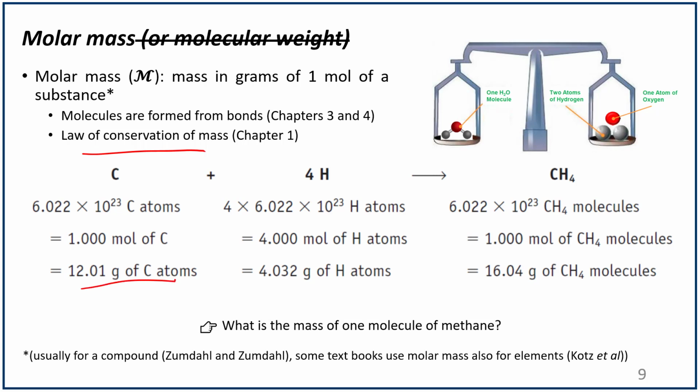And then you have 4 times the atomic mass of hydrogen, which is 1.008 grams of hydrogen. That's going to give you 4.032. And when you add them together, 12.01 plus 4.032 will just give you 16.04.